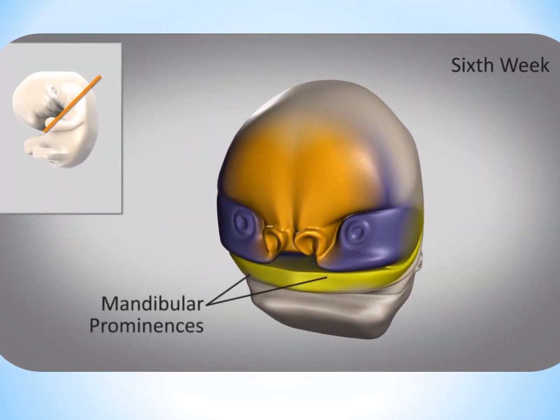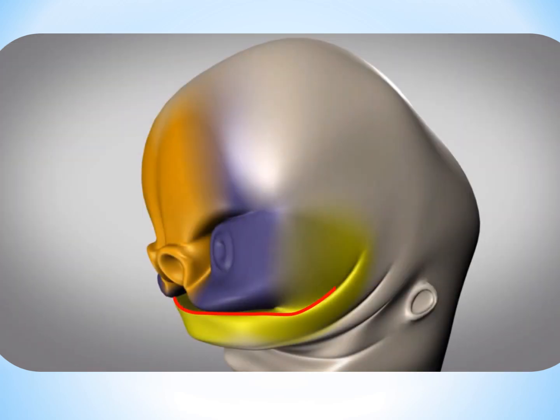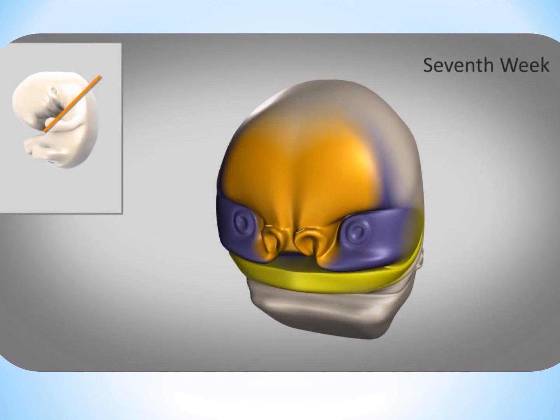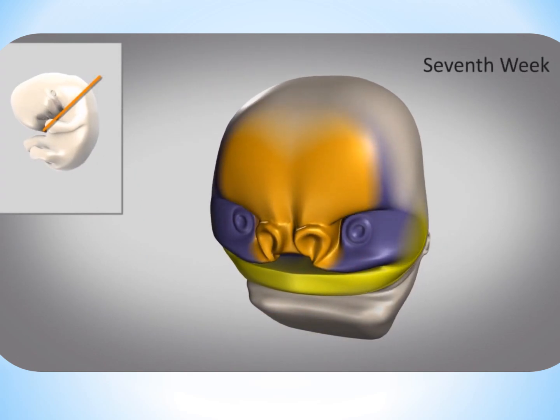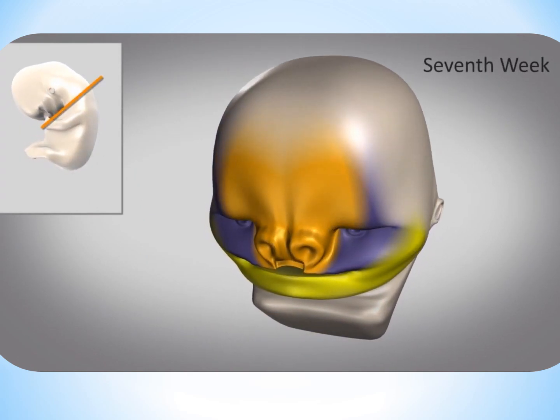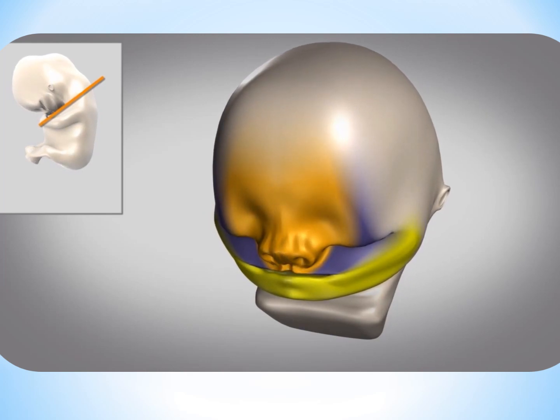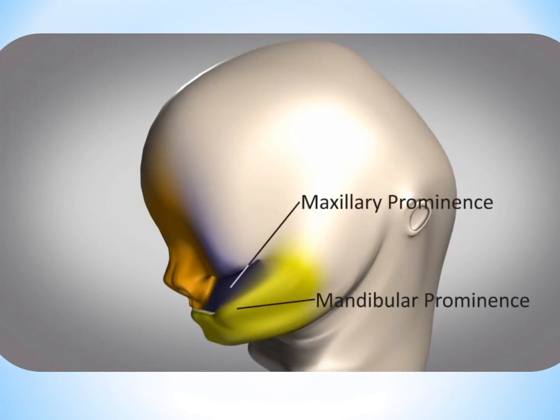In a 6-week-old embryo, the 2 mandibular prominences fuse to form the lower jaw. At this point, the outline of the mouth is visible. In the 7-week-old embryo, the maxillary prominences grow and fuse to form the border of the nostril and the upper lip. Merging of the maxillary and mandibular prominences forms the cheeks and the corners of the mouth.